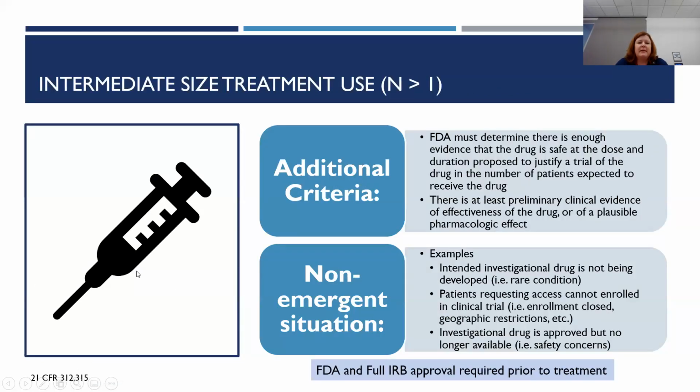All right. So just a little bit about the intermediate size as far as the additional criteria goes. Since you're treating a little bit larger population size, more than one patient, but less than, who knows, several 100,000, with the larger treatment IND, they want some assurance that the drug is safe at the dose that you are going to give to those patients, and that there's at least some preliminary evidence that it's plausible that this drug is going to work in that specific disease state.